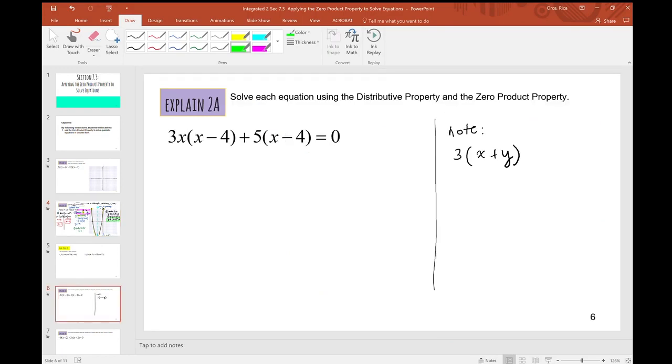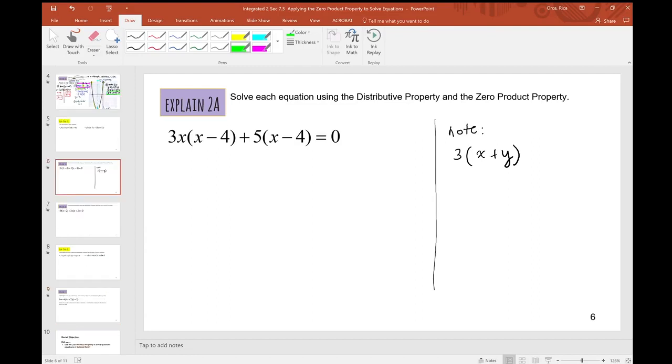Let's move on. Explain 2a. Solve each equation using the distributive property and the zero product property. We have 3x times x minus 4 plus 5 times x minus 4 equals 0. Before we get into that, let's go back to the distributive property. The distributive property allows us to take our monomial, which is the 3, and multiply it to our polynomial. Our polynomial here is x plus y. To be more specific, this polynomial is a binomial.